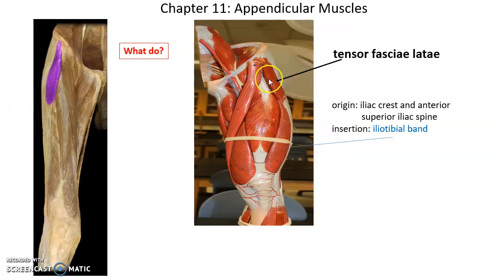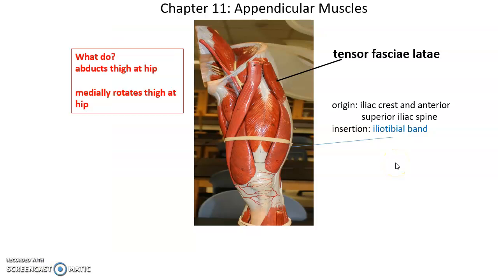All right, and then we have this very lateral muscle. It's rather small. It's called Tensor Fasciae Latae. Tensor Fasciae Latae's origin is the iliac crest and anterior superior iliac spine, and then it inserts into a long connective tissue structure called the iliotibial band that goes down the lateral side of the thigh down to the knee. Tensor Fasciae Latae only technically crosses the hip joint. So it helps to abduct the thigh at the hip, to pull the thigh out laterally, and also to medially rotate the thigh at the hip, to twist it inwardly.